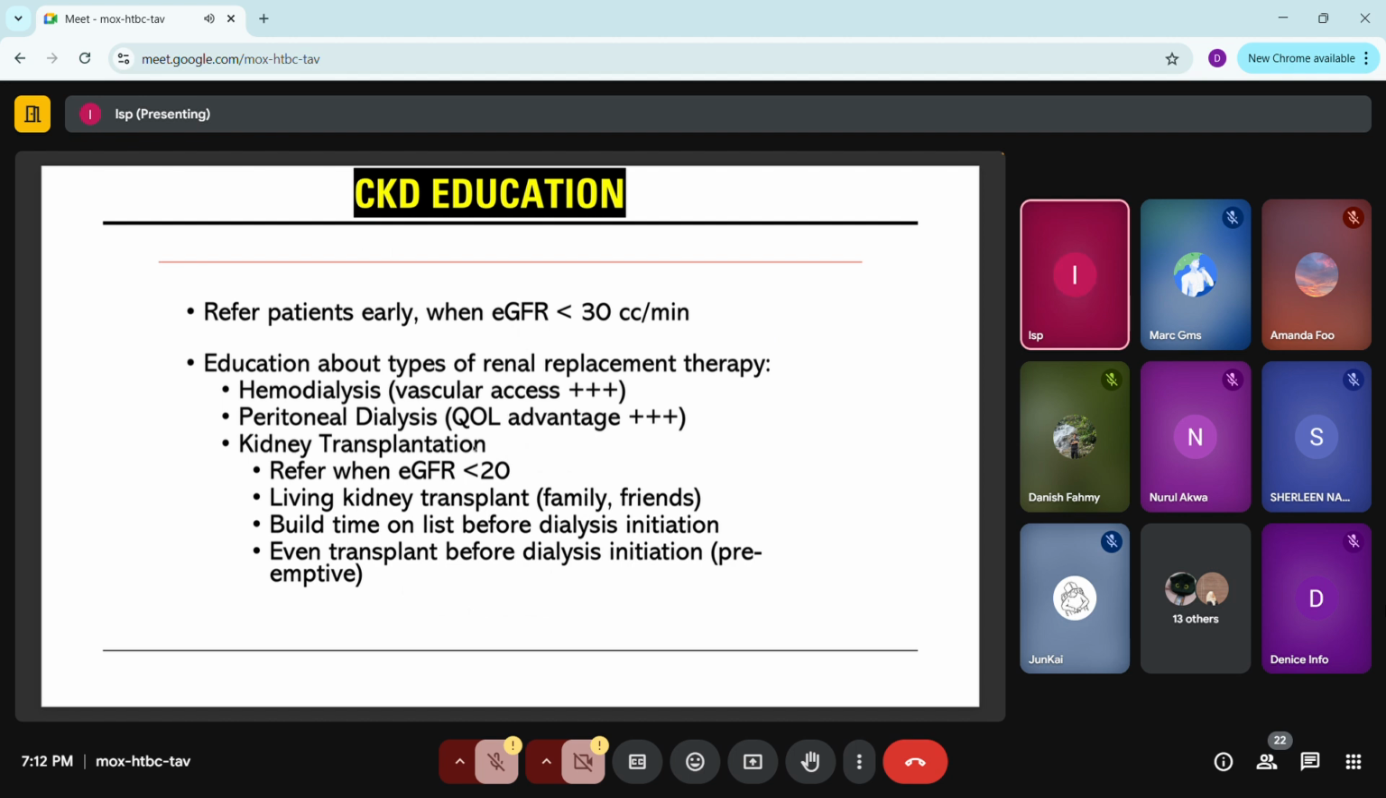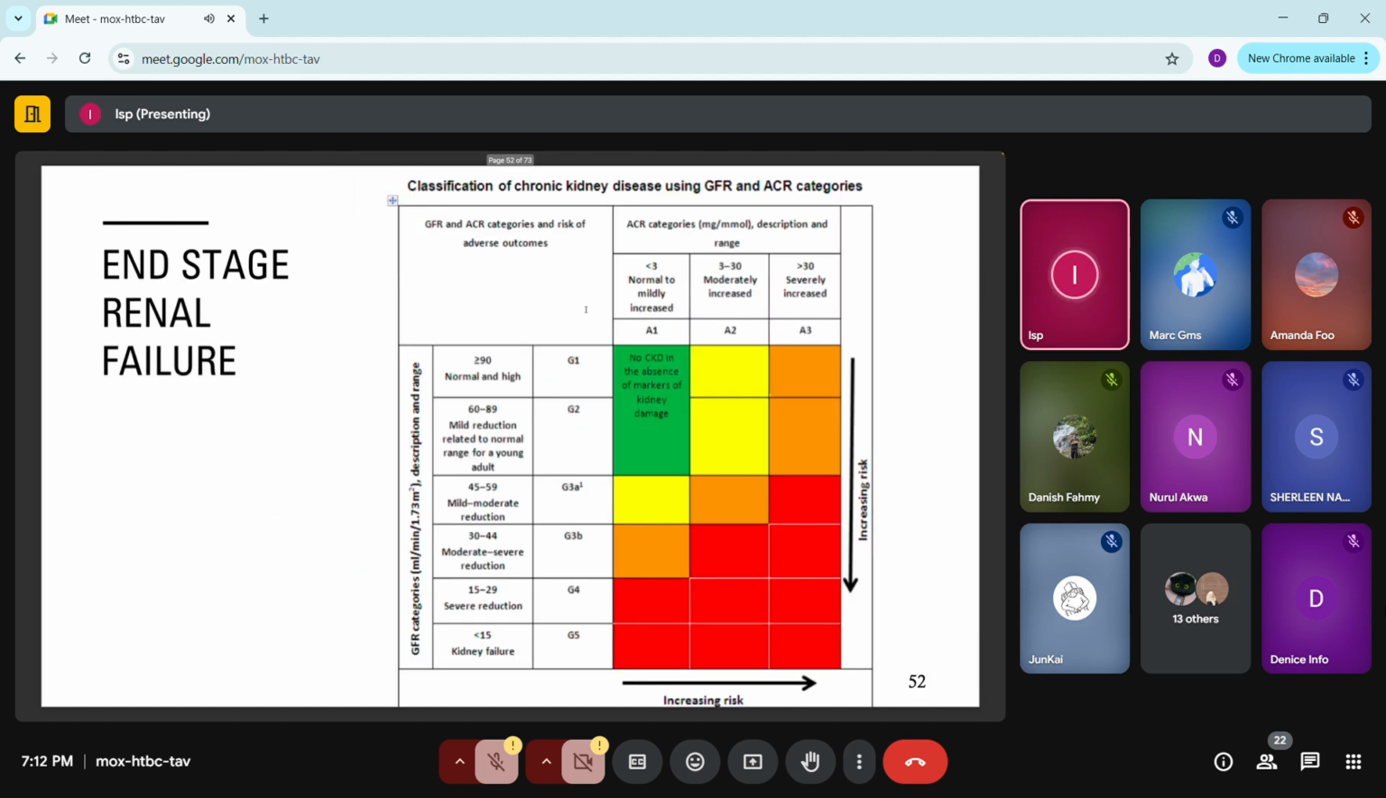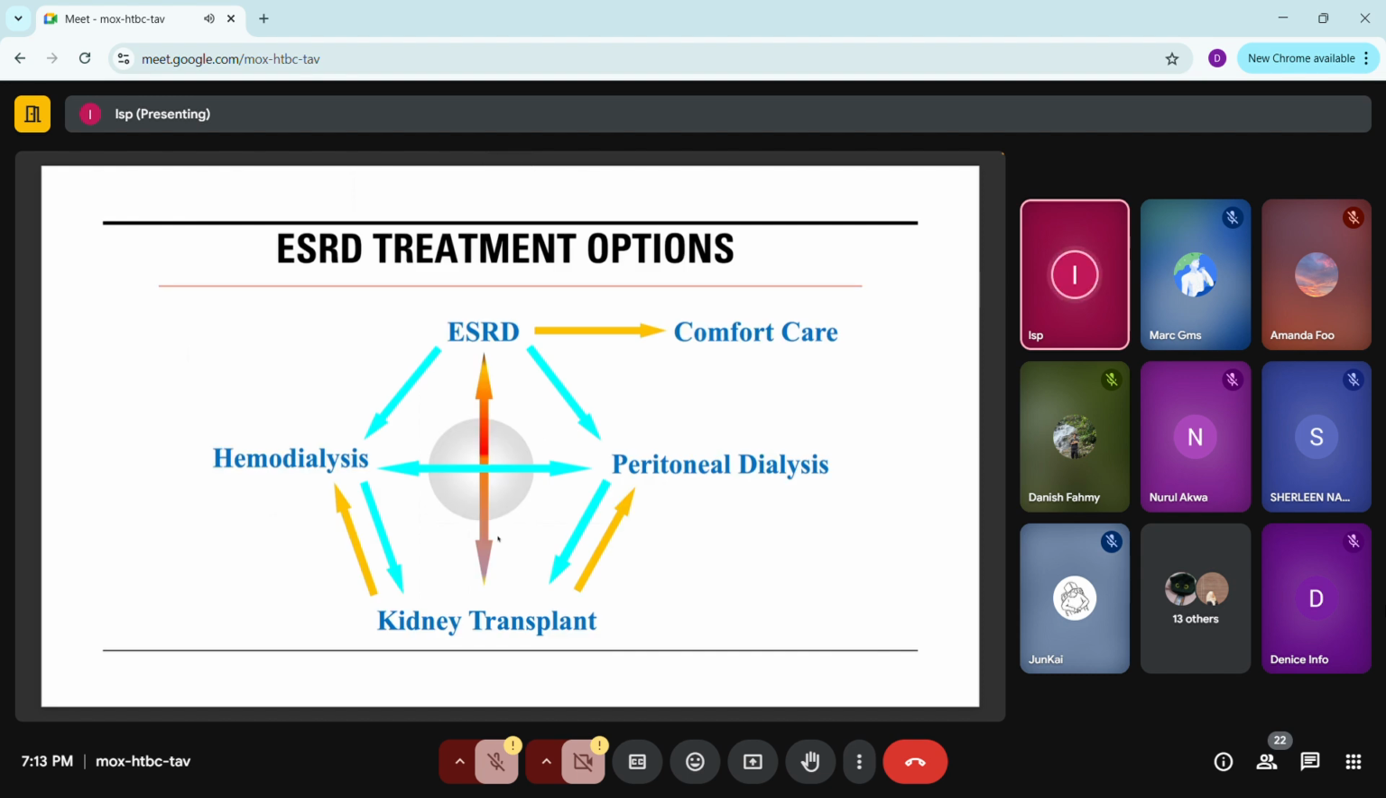So we want to prevent them from progressing into end-stage renal failure. So we always refer them early when the GFR is less than 30. GFR less than 30 will be around stage 4. So most of the time the clinic will refer when the GFR is around stage 3B. When stage 4, a lot of the time it is too late. So typically the clinic will refer over when the eGFR is less than 45. Stage 3B, they will start to refer over to further optimize and, or even renal replacement arrangement. Okay.